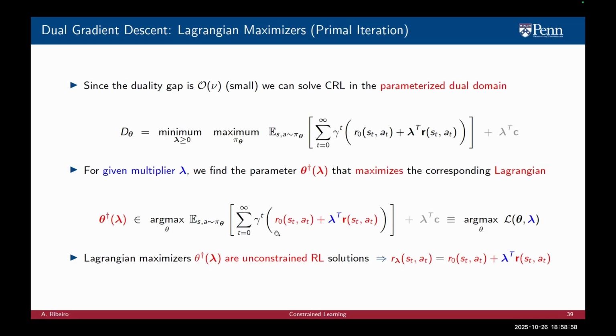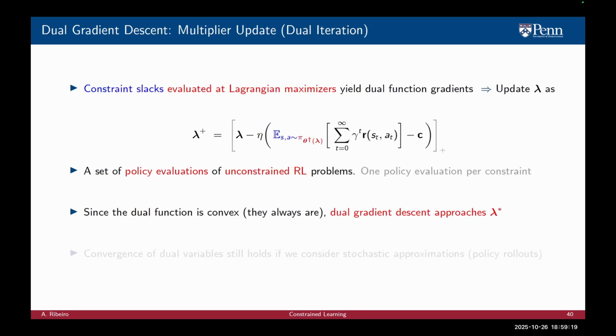You utilize your favorite algorithm here. These days, the favorite for most of you should be PPO. But whatever, any policy gradient method will solve this optimization problem, because it's unconstrained. Now, after you solve this unconstrained optimization problem, you proceed to update the dual variables. And we update the dual variables by evaluating constraint violations.